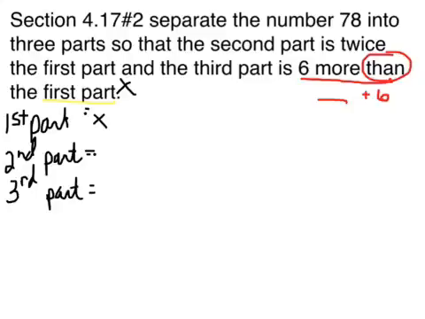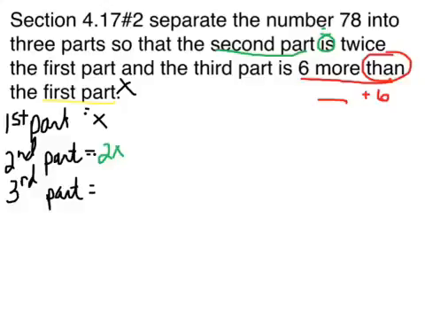All right, so now we've got the first part. Let's go back to the beginning. Separate the number 78 into 3 parts so that the second part, okay, let's describe the second part here. I'll underline it in green or something. The second part is, that means the second part is equal to twice the first part. Now twice means multiply something by 2. What are we multiplying by 2? Let me write the 2 down. I'm multiplying 2 times the first part. Well, how did I describe the first part? I described it as x. So that becomes 2x.